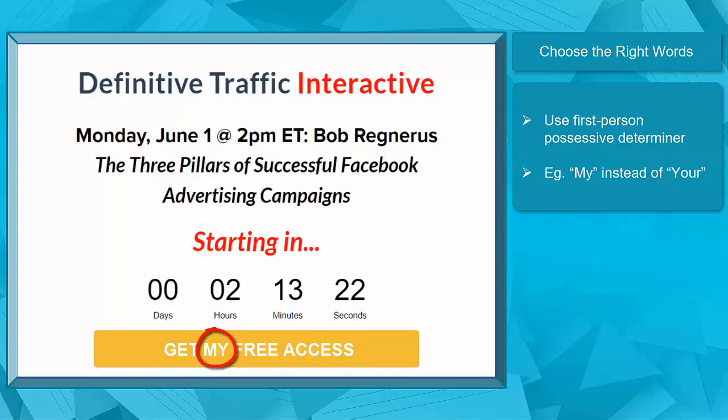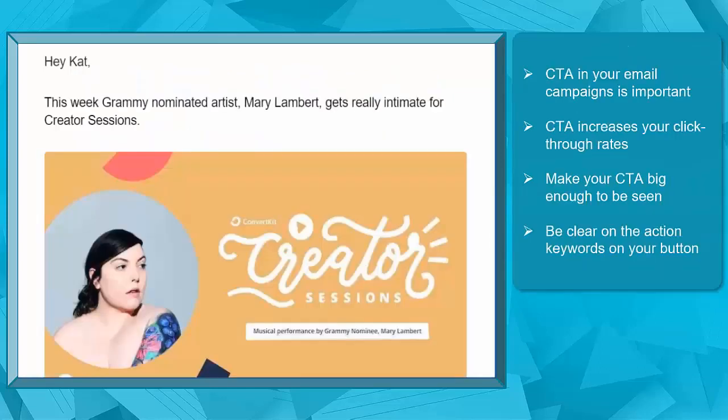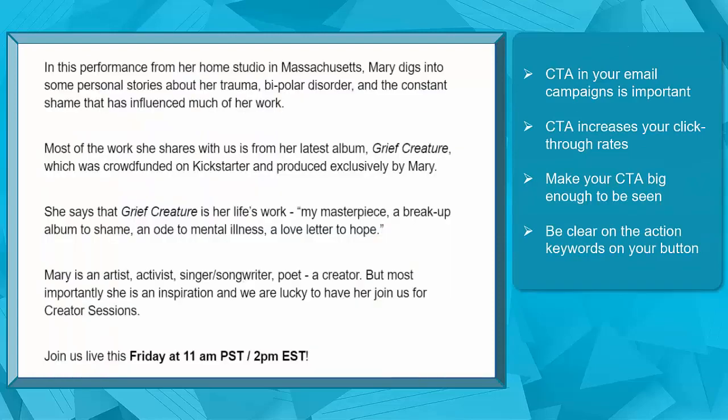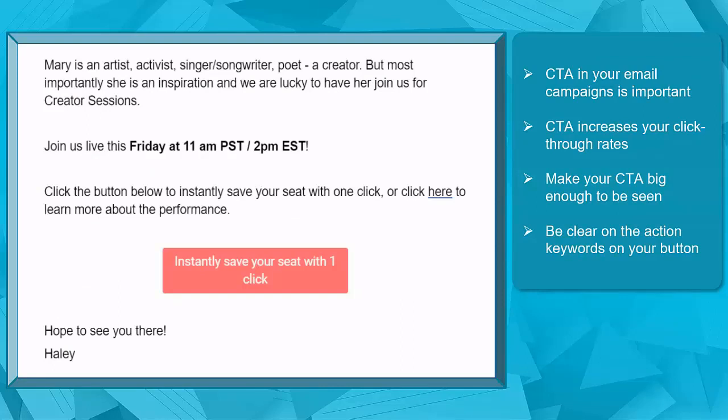Using the word "my" in your call to action keywords will help generate more clicks rather than using "your" in your call to action button. Having call to action buttons on your campaigns is important. This will let your readers engage with your emails. In addition, it increases your click-through rates.